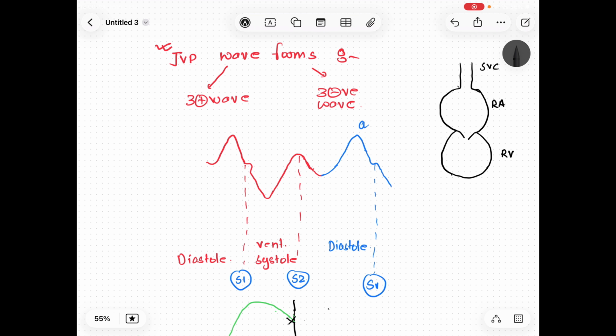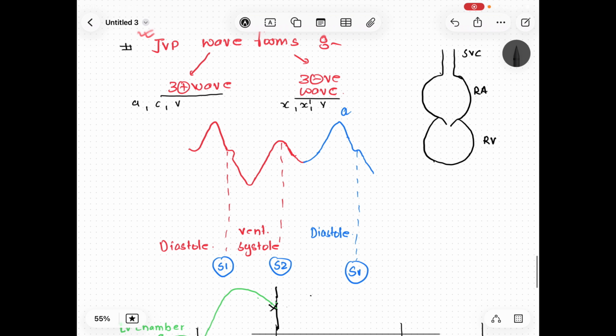So starting with JVP waveforms. In JVP waveforms, there are three positive waves and three negative waves. Three positive waves are A wave, C wave, and V wave. Three negative waves are X descent, X prime descent, and Y descent. We'll plot these waves in this graph.